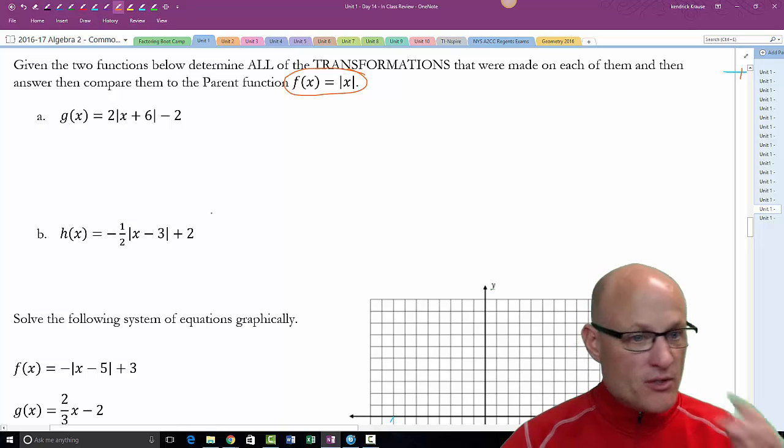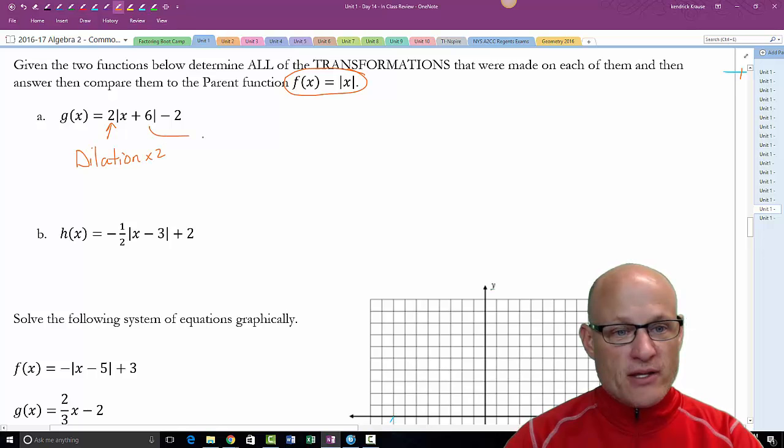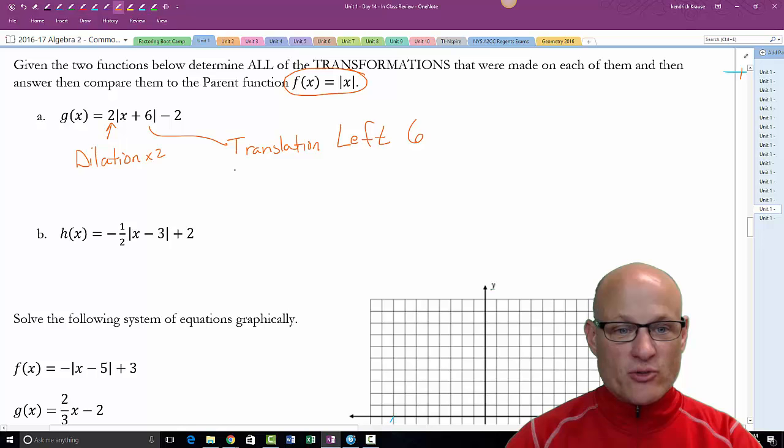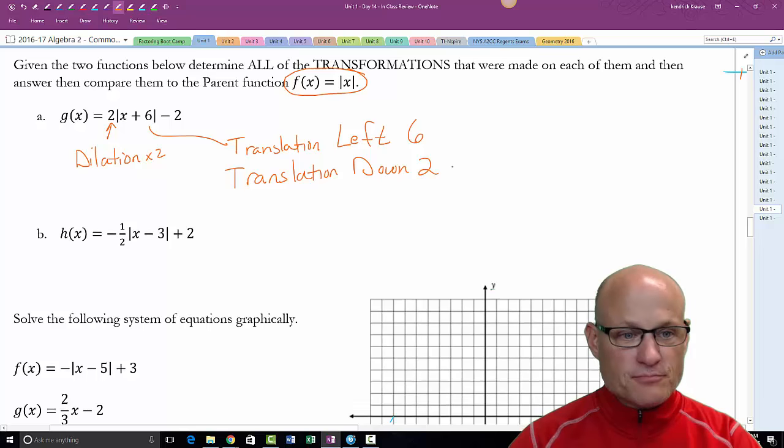All right. So this number in front, 2, that is a dilation. So it's a dilation times 2. This is a translation left 6. And this last one, it also is a translation down 2. That's all there is to that one.